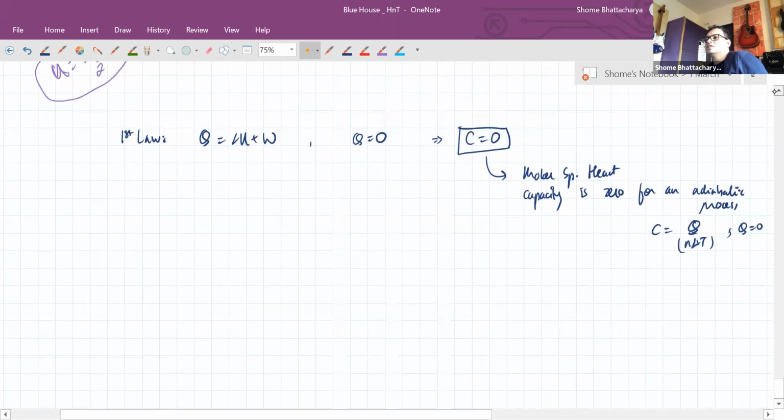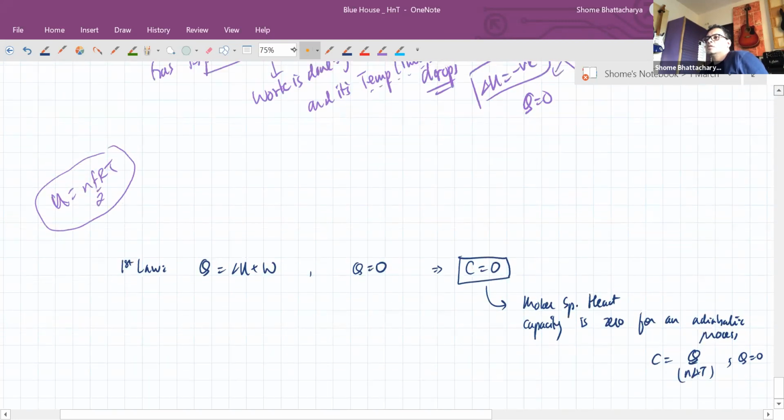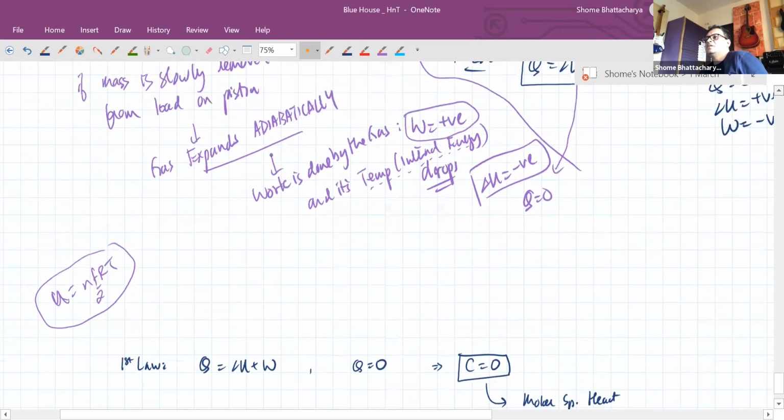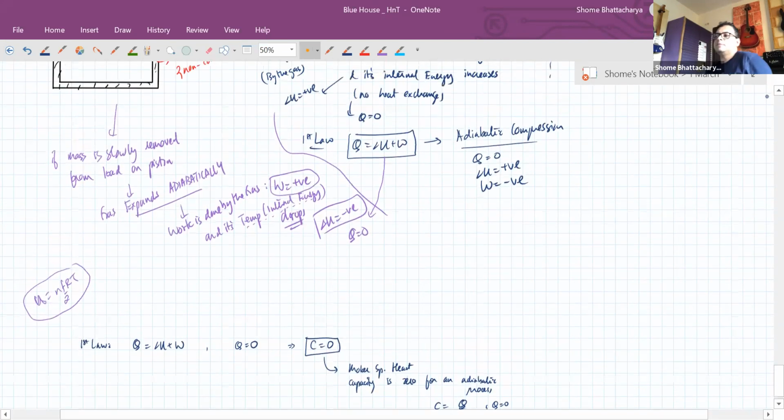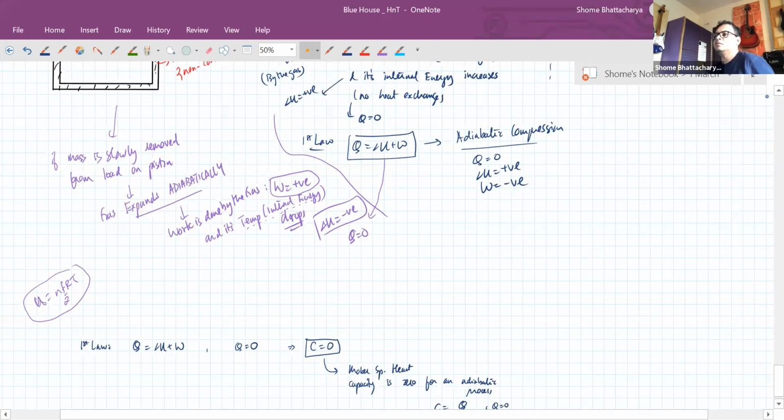So the process is such that there is no heat exchange. So the heat supplied per degree change in temperature is 0 because no heat is supplied. At the same time, temperature changes because of exchange of mechanical work. So when work is done on the gas, its temperature increases. When work is done by the gas, its temperature decreases.